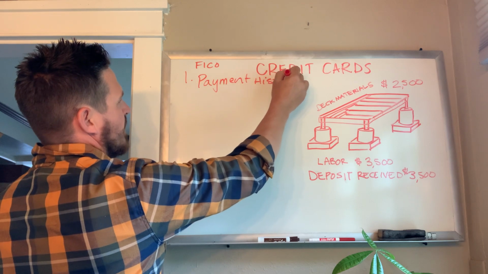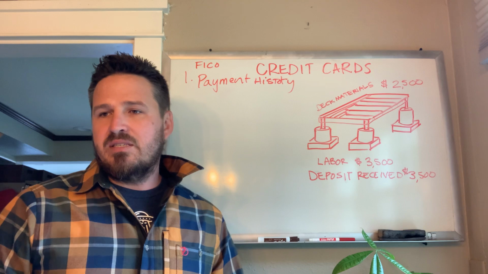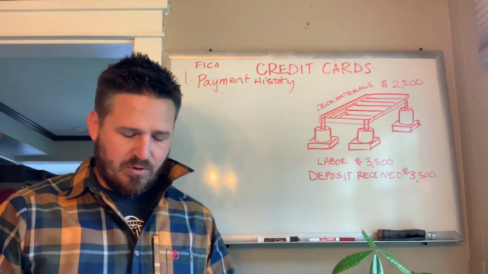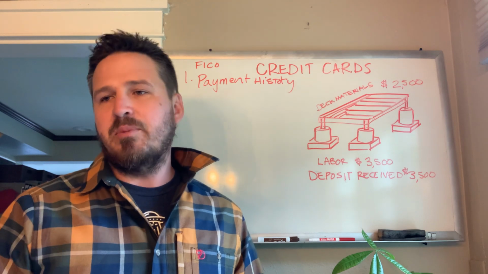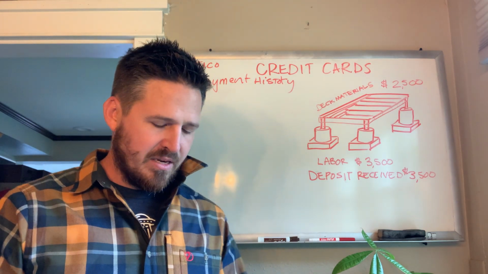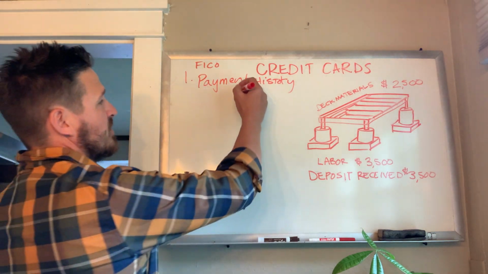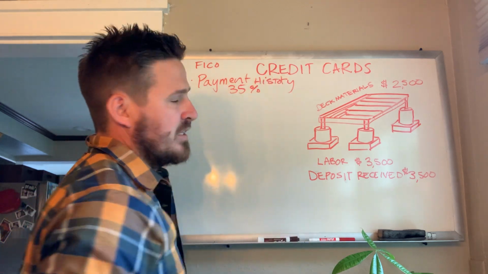Payment history. Okay, are you on time with your payments? Are your payments made in full? Are you just making the minimum payment? Those types of things. They evaluate all your activity in terms of payment. And that accounts for 35% of your FICO score, your credit score.